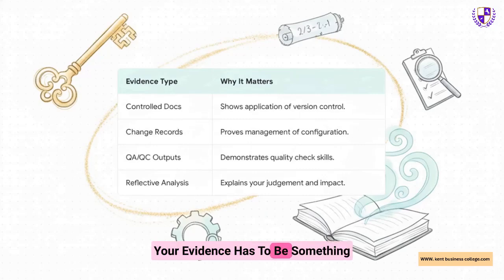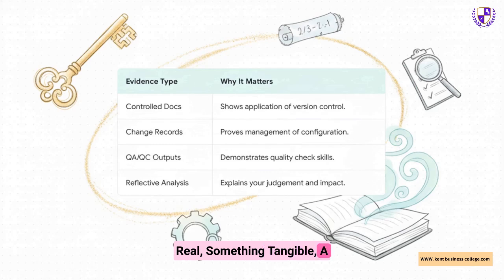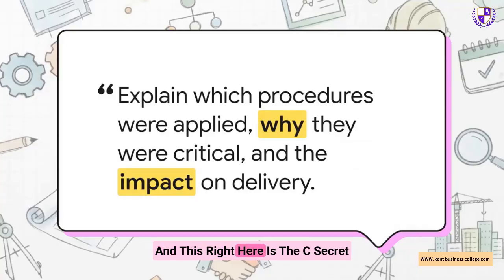Your evidence has to be something real, something tangible. A controlled document with version history that shows you get versioning, a change log that proves you're managing configuration, the report from a quality check that demonstrates your validation skills. But the glue that holds it all together is that reflective analysis. That's where you tell the story behind the evidence. And this right here is the secret sauce for a fantastic reflection.